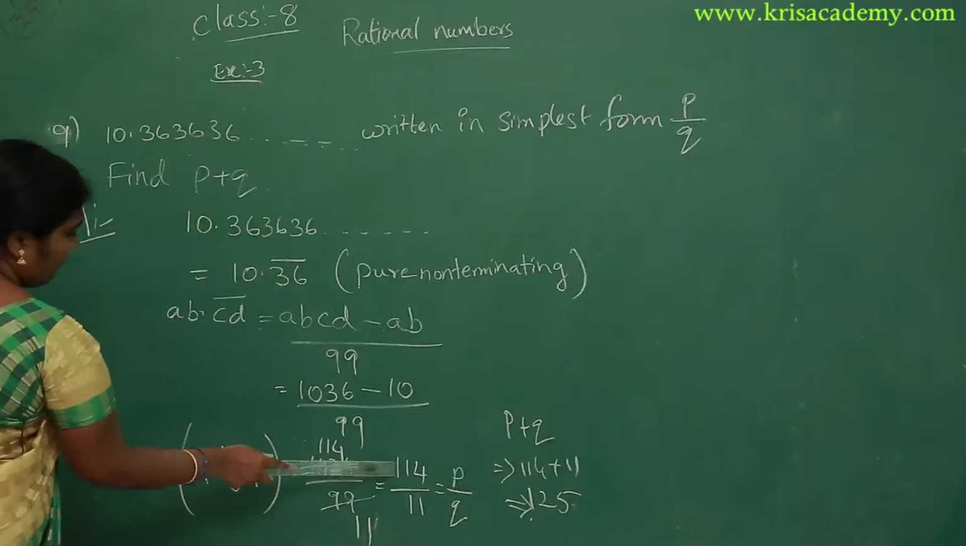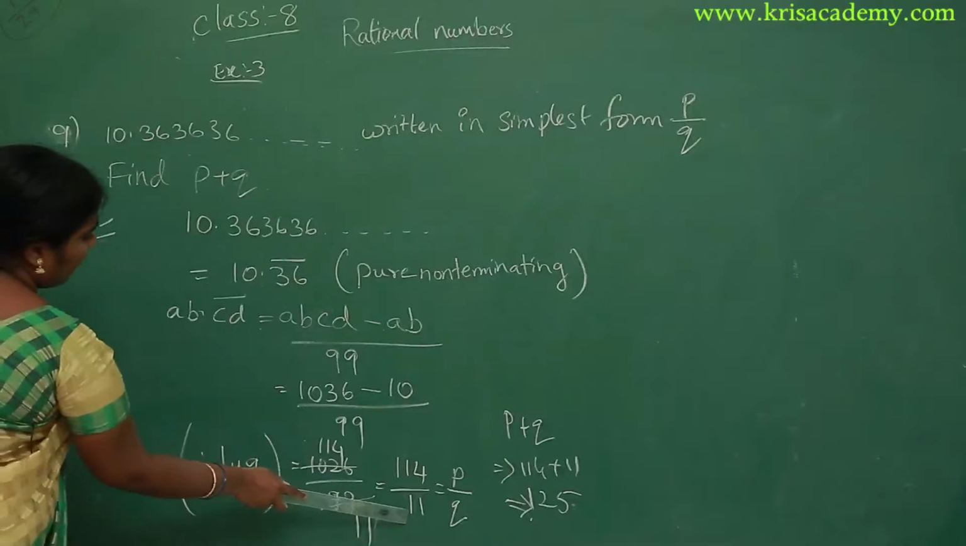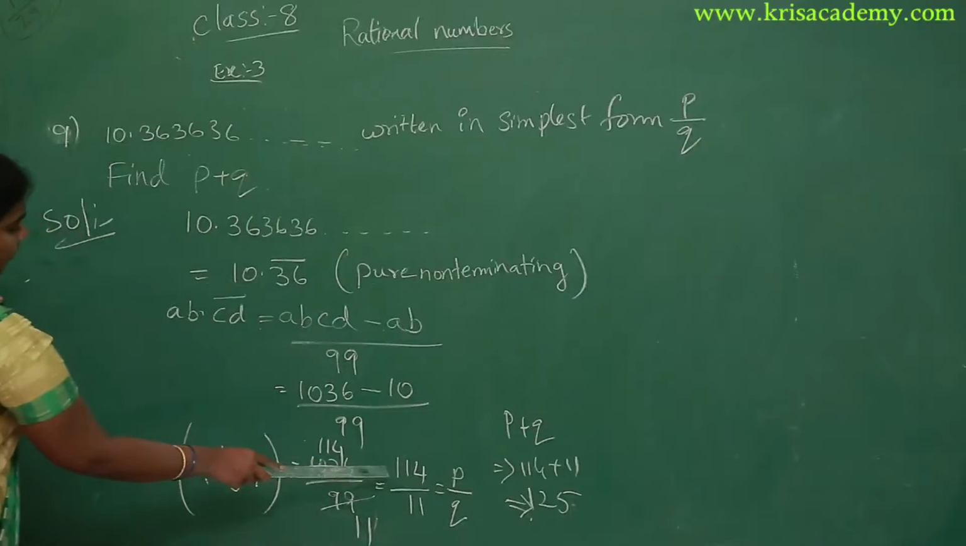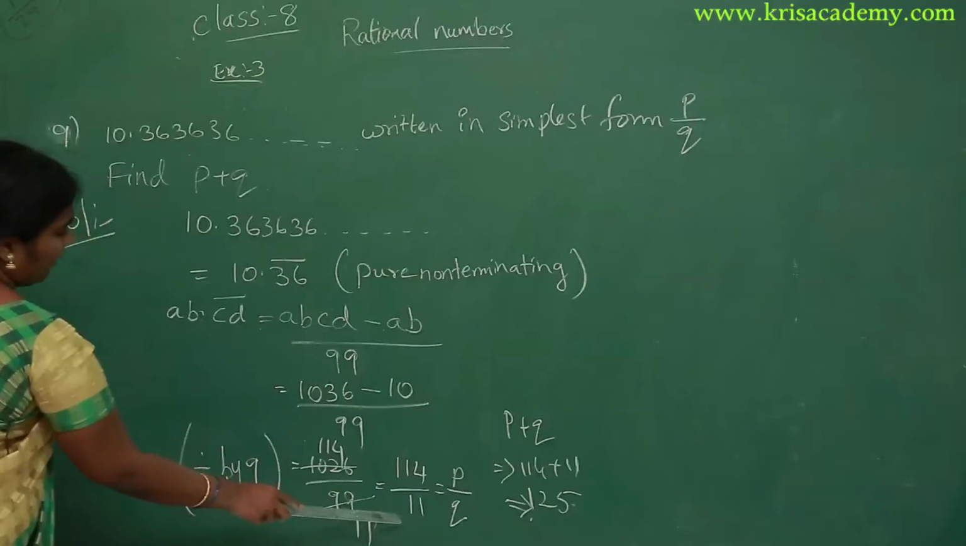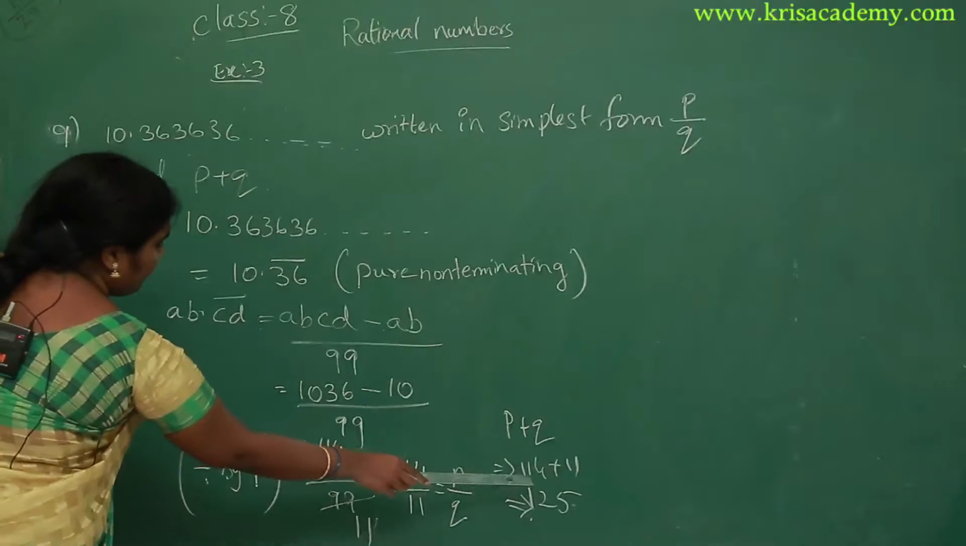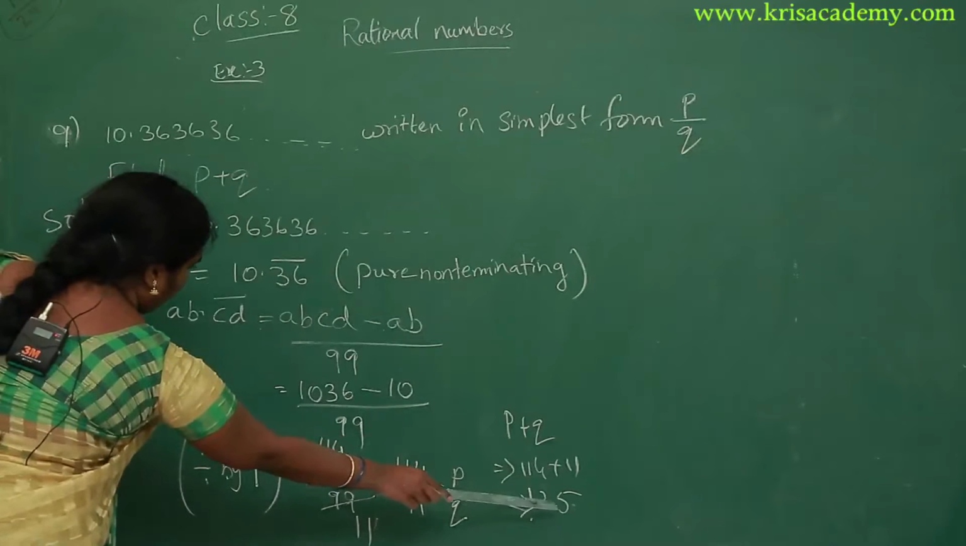So your simplest form is 114 by 11. P value is how much? 114. Q value is 11. P plus Q is 114 plus 11 is 125.